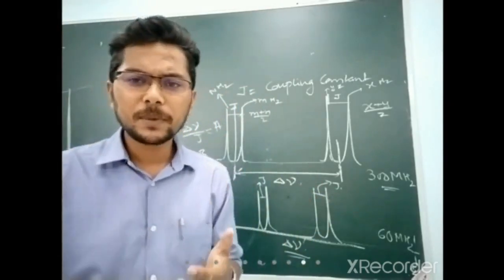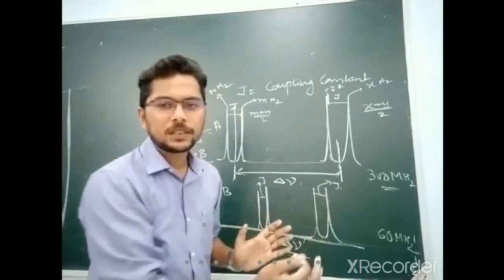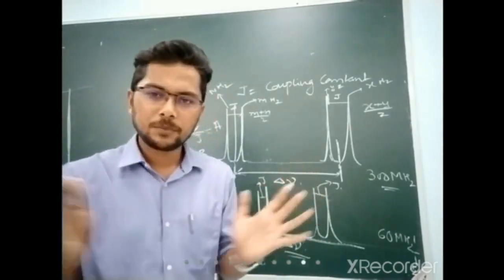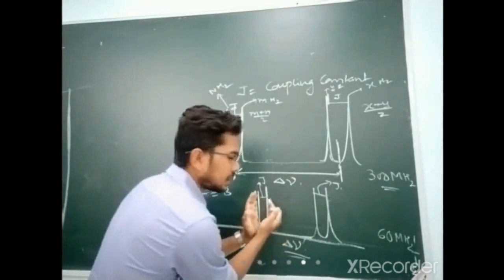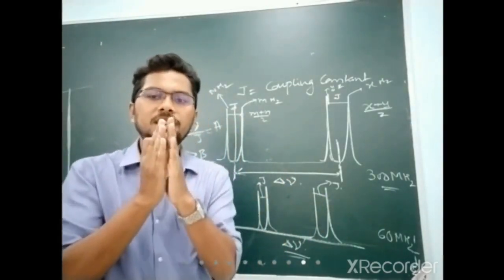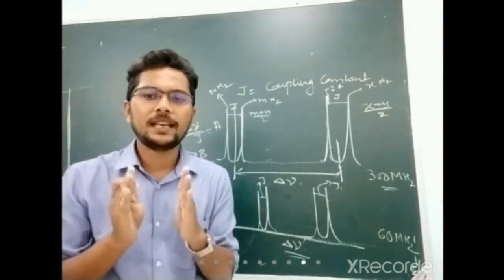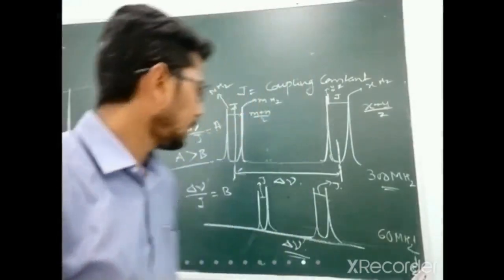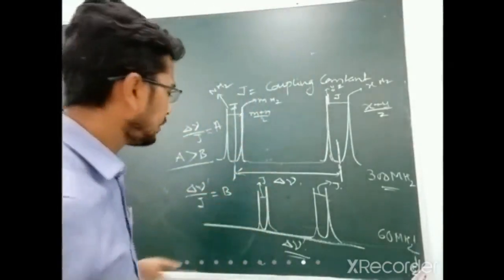In second order spectra, the clarity of the spectra decreases, and the splitting pattern also becomes less as the peaks come closer and closer together. Sometimes the peaks overlap over each other because the frequency difference is less. That's why they overlap. As we discuss more spectra later on, you will understand.